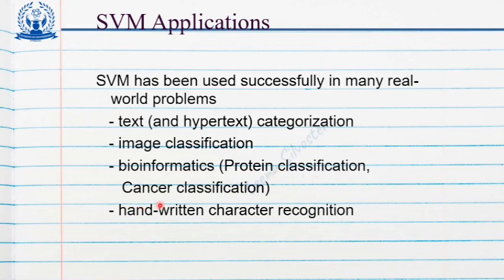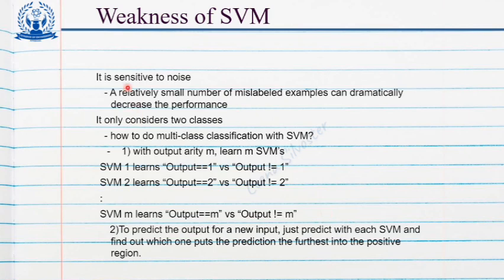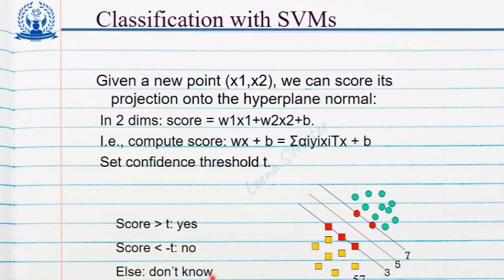and in bioinformatics problems like protein classification, cancer classification, etc., and in handwritten character recognition. So what are the weaknesses of SVM? It is actually sensitive to noise. A relatively small number of mislabeled examples can dramatically decrease the performance. That is, it is sensitive to noise. So actually it considers 2 classes. So how do we classify multi-class? With multiple classes, M classes, learn M SVMs, that is SVM 1 learns output 1 versus output not equal to 1, output 2 versus output not equal to 2, output M versus output not equal to M. To predict the output for a new input, just predict with each SVM and find out which one puts the prediction the furthest into the positive region.